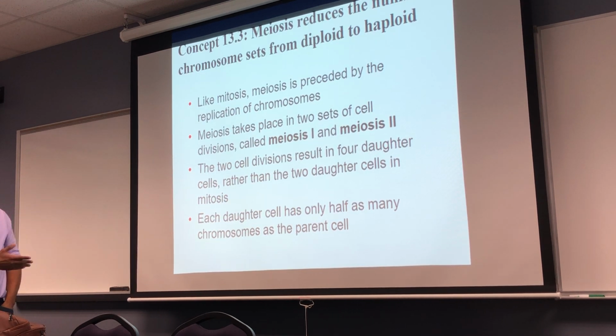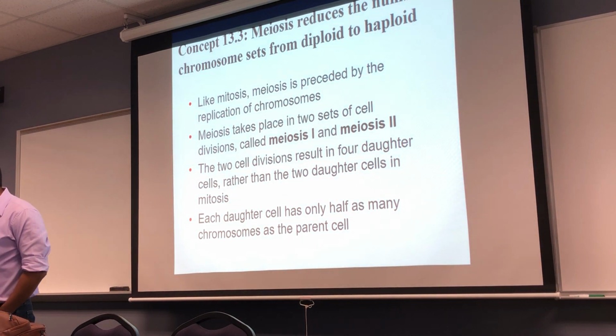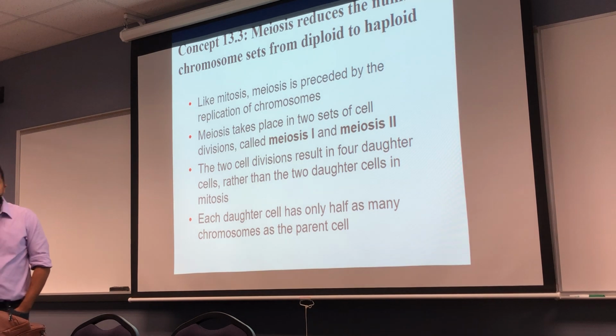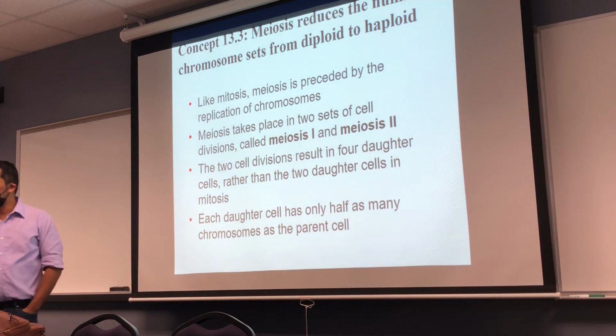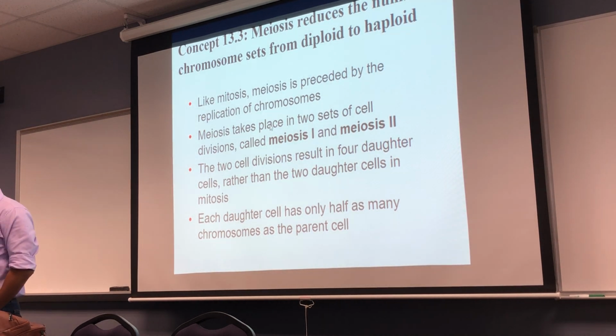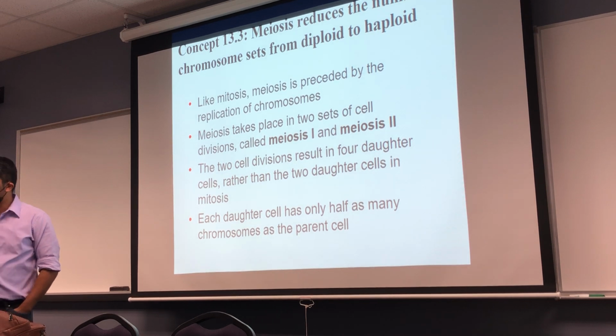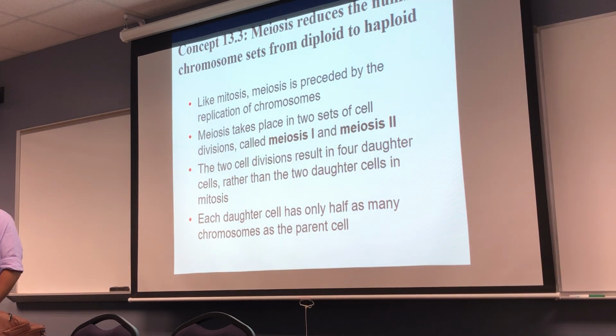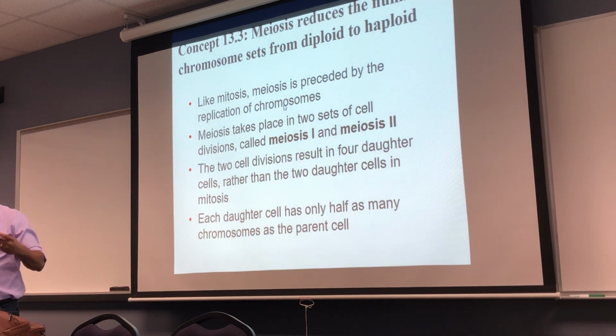All right, so now let's go into the key points, okay? These will be the key differences between meiosis and mitosis, and this will be one of the main points for the exam. So, like mitosis, meiosis is preceded by the replication of chromosomes. So that will be the S phase, right? Interphase: G1, S phase, G2. And this will take place before these cells divide. So meiosis will take place in two sets of cell division, called meiosis 1 and meiosis 2.